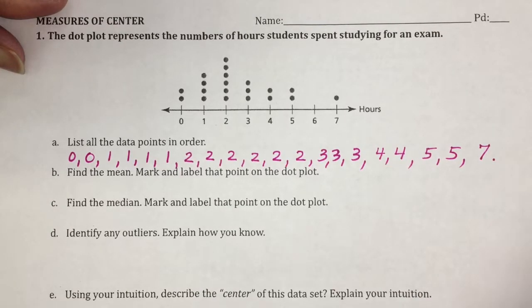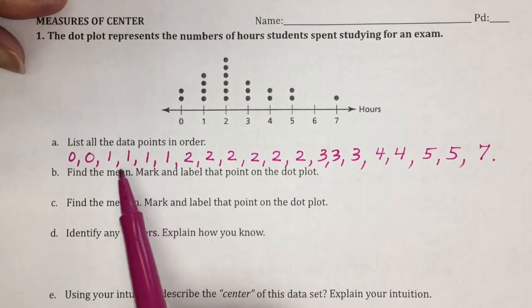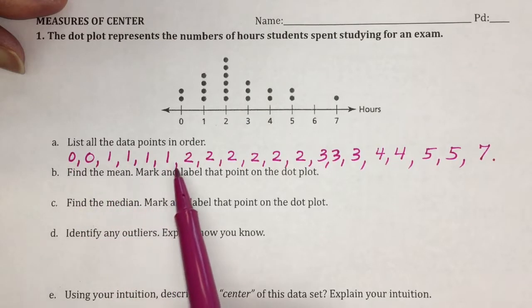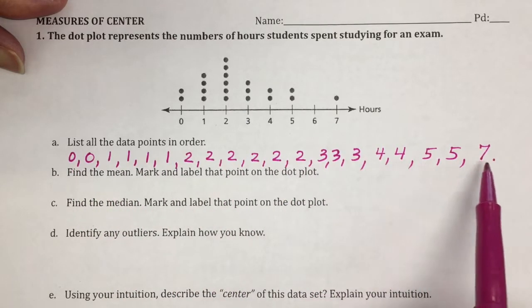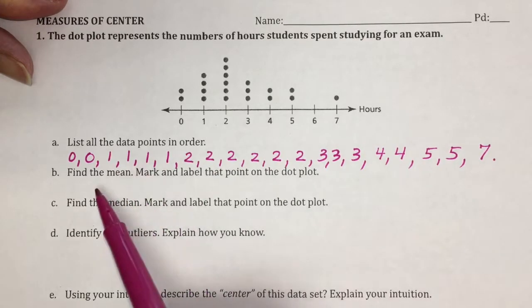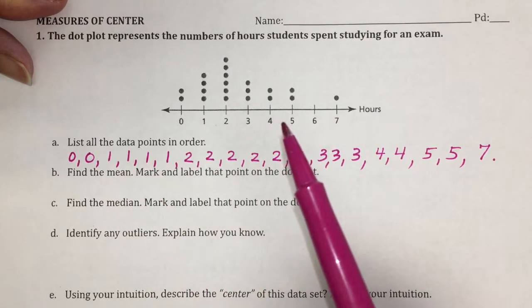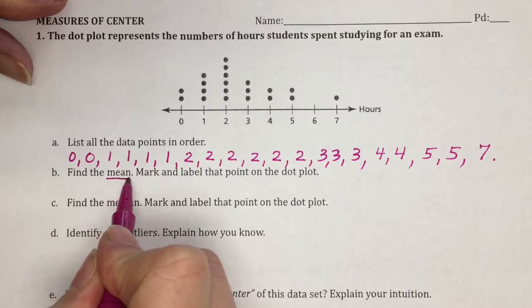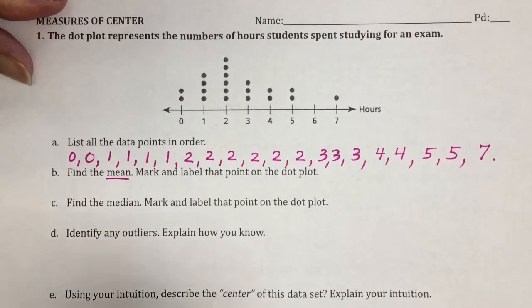So how many total points, how many total people were there? We can count them up. And if you count them up, you should see that there were 20 people in this survey. Next is to find the mean. Do we remember what is the mean? The mean is the average.